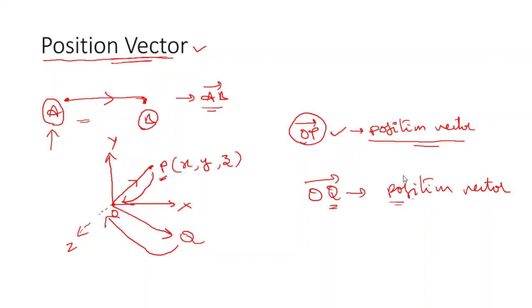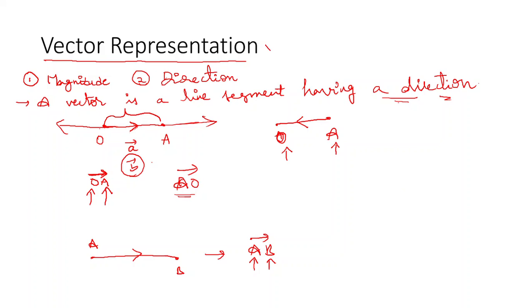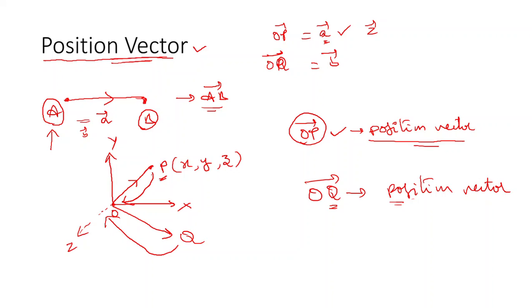And just like how we represent this AB bar in small letters like A bar, B bar, and so on, we can also represent this OP bar in small letters. Or OQ bar is equal to B bar. It is not mandatory that we need to take OP bar as A bar always. We can just take any small letter. So this is only for representation purpose. We can just represent OP bar as Z bar and so on. All right. So this is how we represent vector, and this is how we represent a position vector.